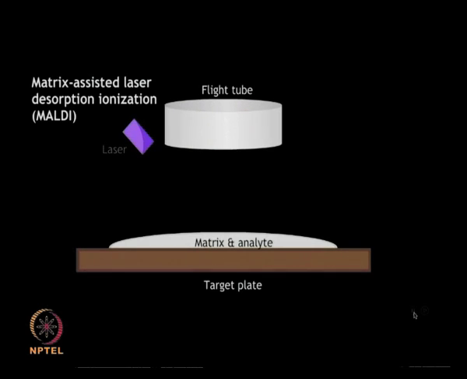In MALDI, the analyte of interest is mixed with an aromatic matrix compound such as alpha-cyano-4-hydroxycinnamic acid or sinapinic acid. This is dissolved in an organic solvent and placed on a metallic sample plate. The evaporation of solvent leaves the analyte embedded in the matrix.